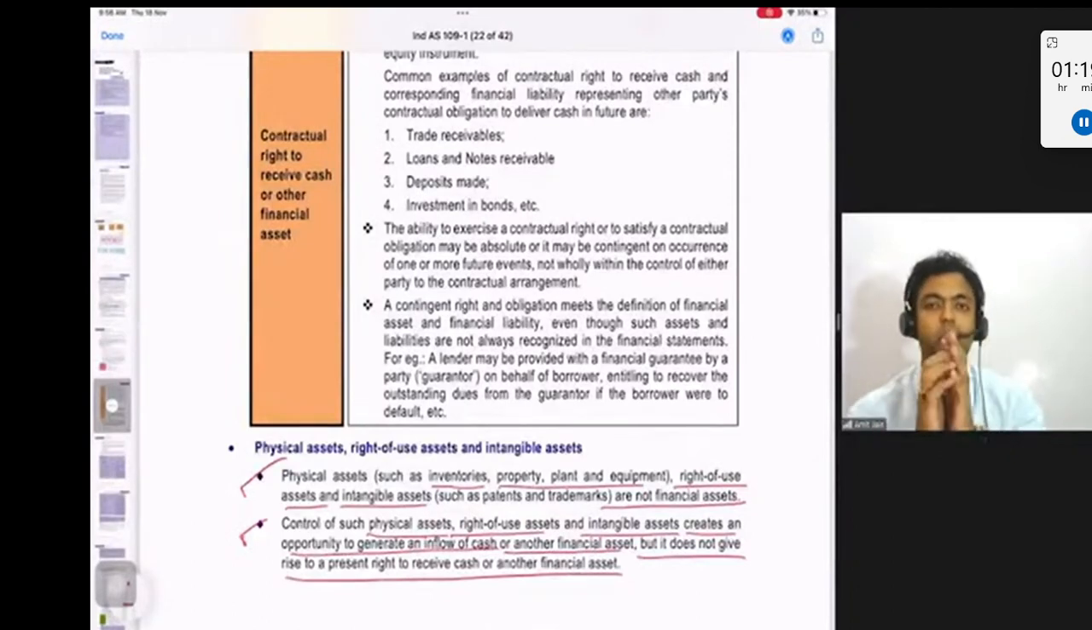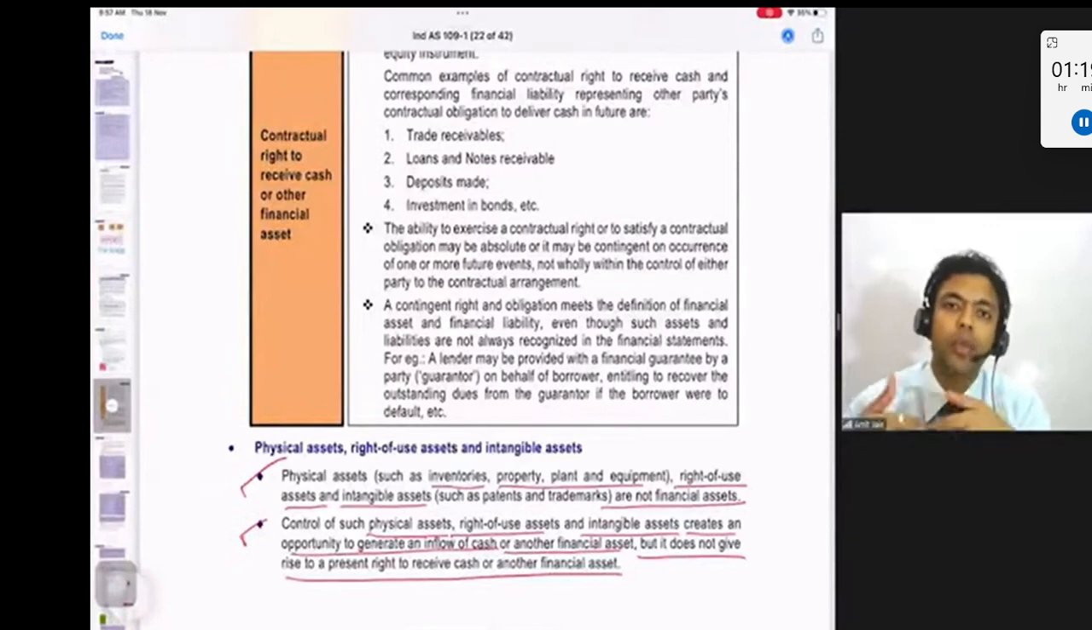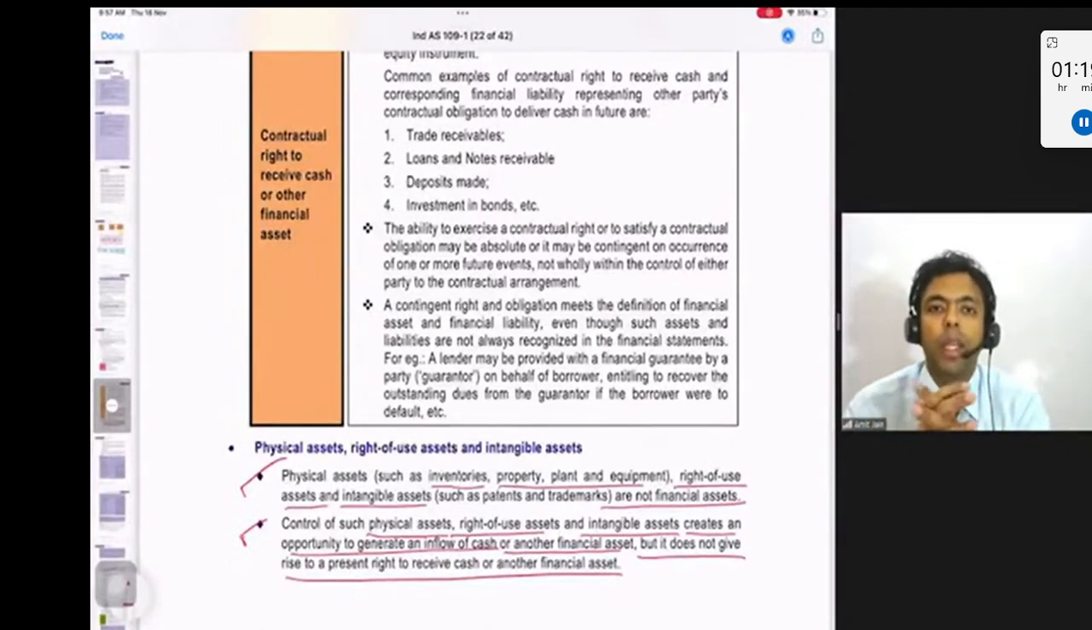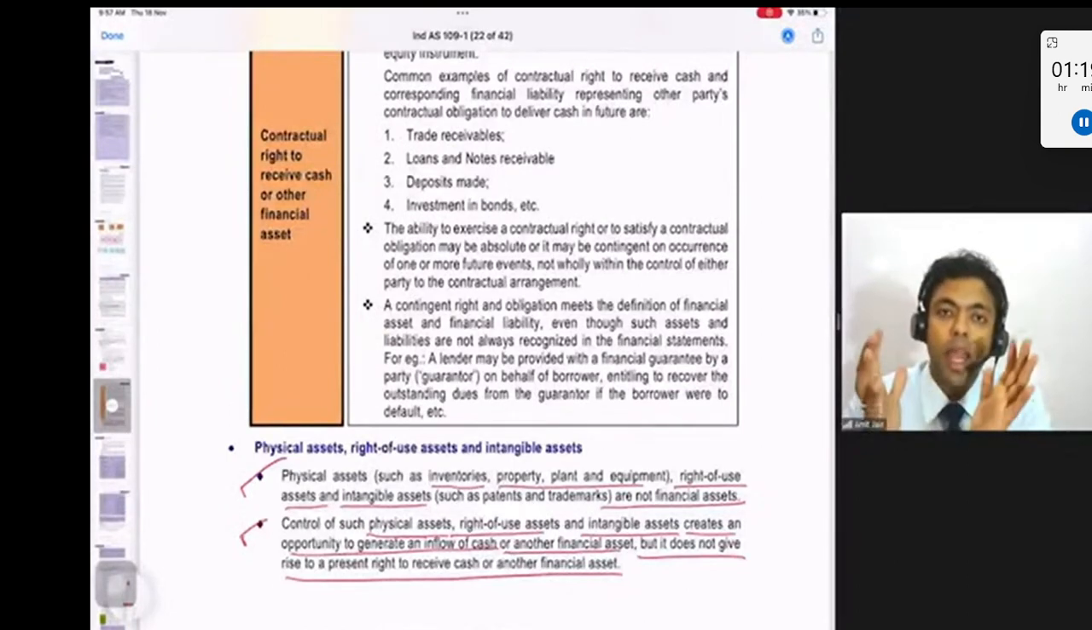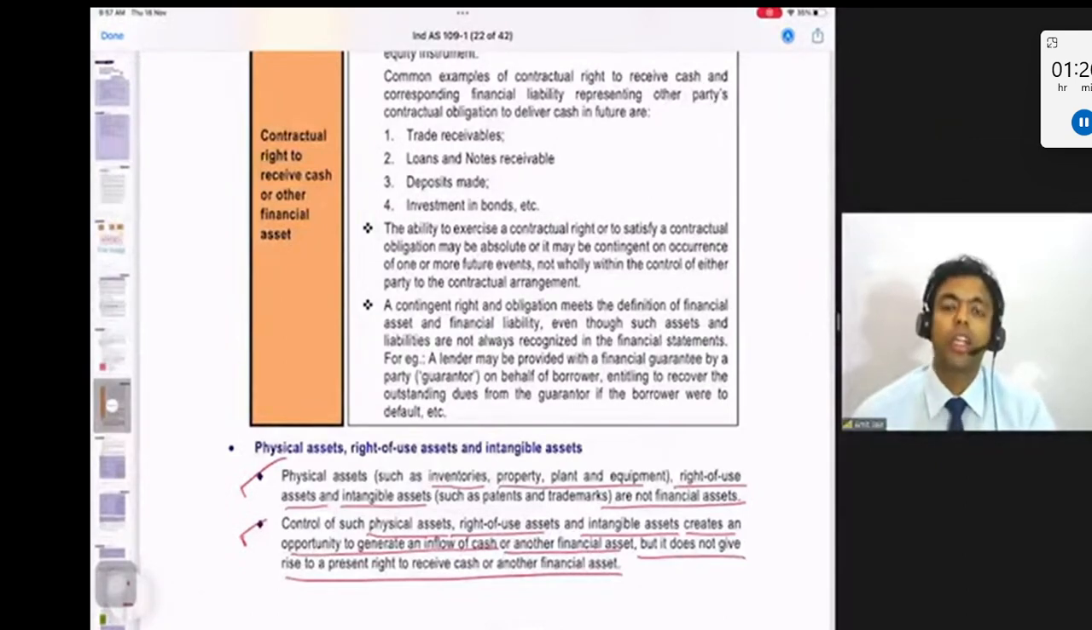What we are saying is, if I have property, plant and equipment or an intangible, I'm using that intangible for producing an asset, for producing inventory. And by selling that inventory, I will get my money from the customers. If I have property, plant and equipment lying in my factory, by using that machine I'm generating goods. Those goods will be sold to the customer, and then the customer is obliged to pay me back. That means I have the control, which will generate the opportunity to collect the cash flow in the future. But the control of these fixed assets, right of use assets, intangible assets, does not provide any contractual right to receive cash or bank today itself. This is the meaning of control of such physical assets. Are we clear, Namita?